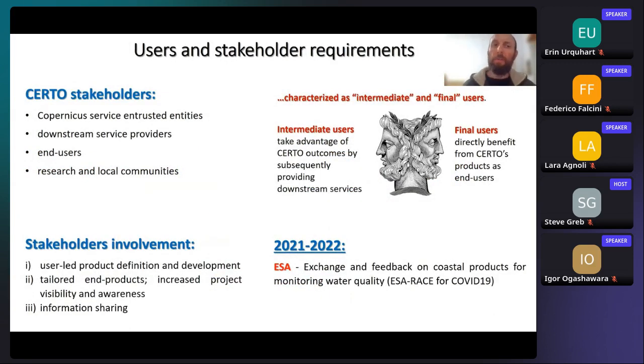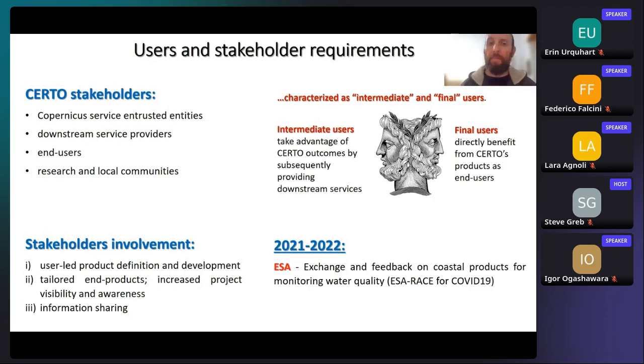Our stakeholders or users can be divided as intermediate users, for instance, Copernicus service entrusted entities or downstream service providers. So those are people who actually need upstream data to build downstream services. But we also have final users, which are pure end users or research-based users. So those are people that actually need the information to produce indicators or alert systems or whatever you want.